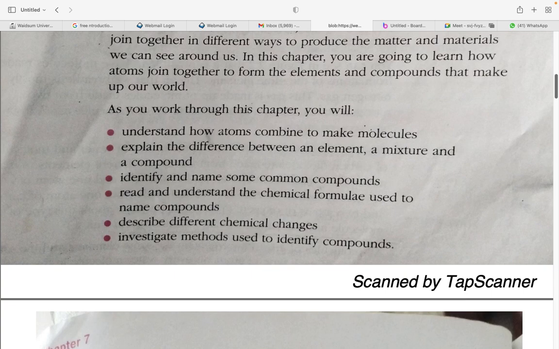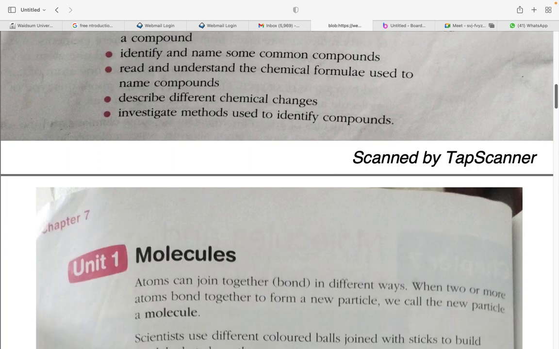For example, for water, we say H2O. So you need to know the chemical formulas that are used to name compounds. For chlorine, we say Cl2. So you need to know the chemical formula for elements and for compounds. Then, at the end of this chapter, you need to be able to describe the different chemical changes that occur. And we also want you to be able to investigate the method that is used to identify compounds. Which method do we use in identifying compounds?